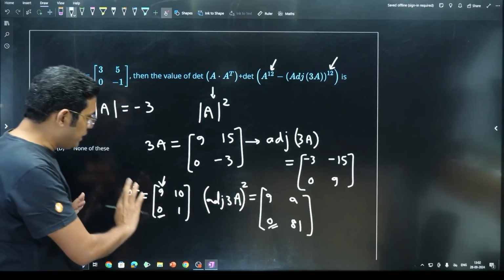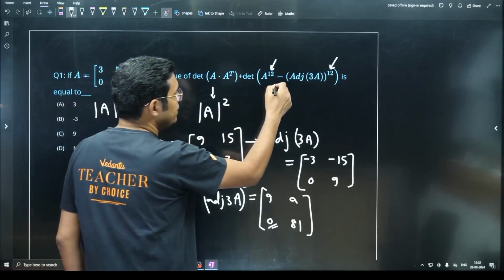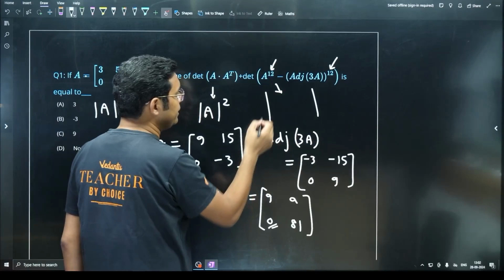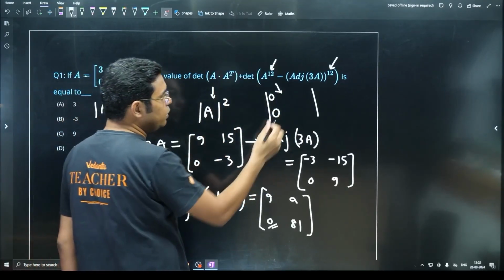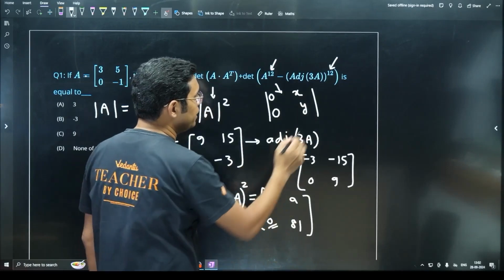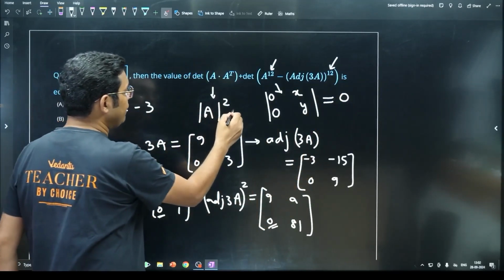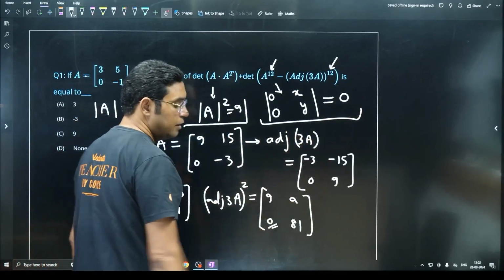That means if you subtract these two, my first column will become 0. So here we can assume that the determinant which we are looking for will be something like that. The first column will be 0, 0, and you will have some elements like x, y here. So the value of the determinant for this part will be 0, and for this part we have already seen it is 9. So you can see the answer for this question will be 9.